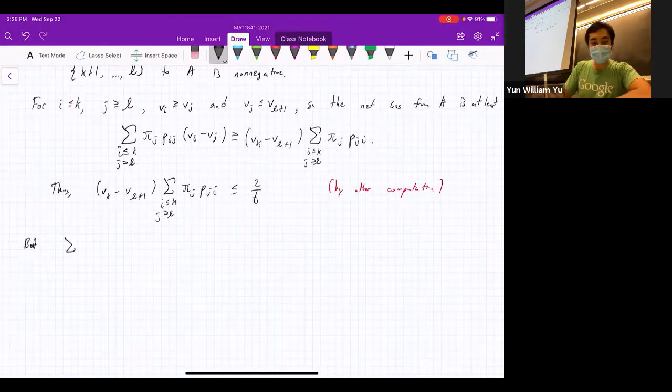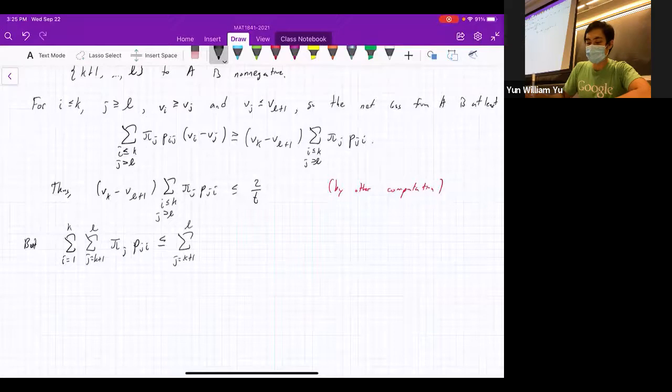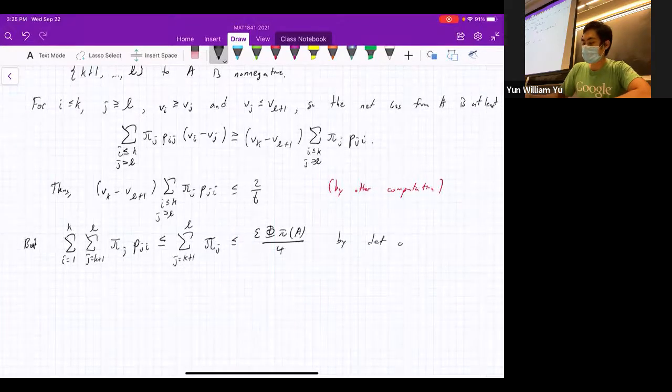And so now if we just continue on pushing around some symbols, for the sum from i equal 1 to k, and the sum from j equal k plus 1 to L, I'm just rewriting stuff here, pi j Pji. Well, we know this is less than or equal to the sum from j equal k plus 1 to L of pi j, which is then less than or equal to epsilon phi pi of A over 4. And this is by the definition of L.